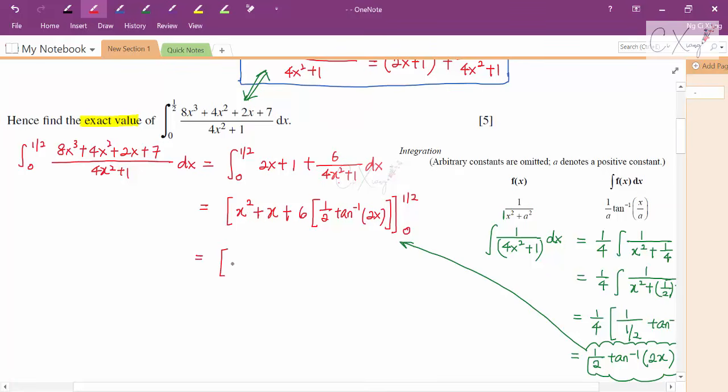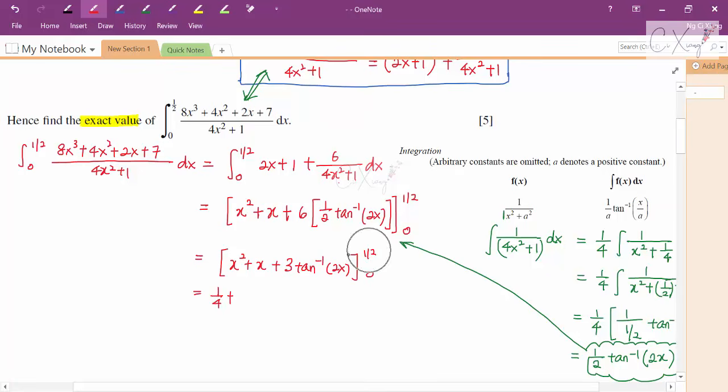Again, before I apply the substitution into the step, I will want to simplify this term first. 6 multiplied with half, I'm having 3. So I'm having 3 tangent inverse to x. When the whole expression looks much more simplified, then only I will try to substitute all the value inside. Substitute the half into x squared, I will have 1 over 4.